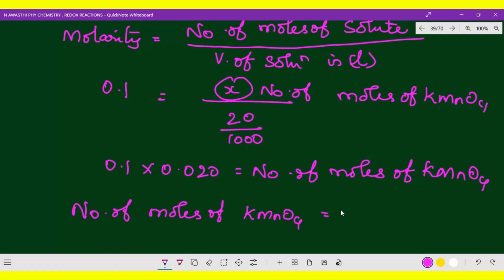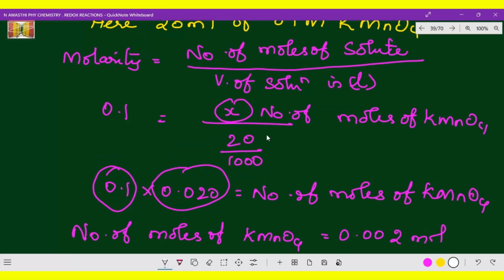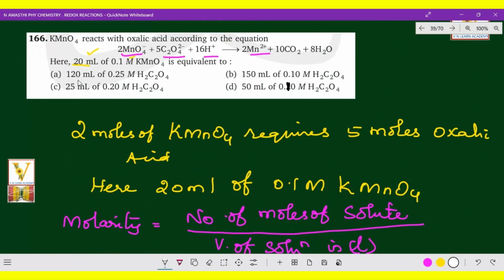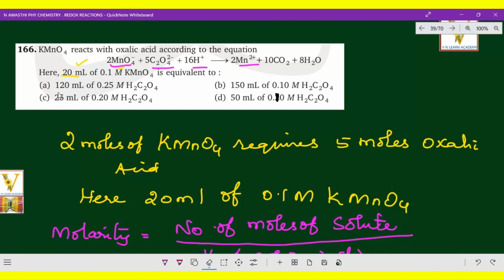That's what starting only I mentioned. Indirectly they are asking the moles, because molarity they have given, volume of solution also they have given. Now this only we have to identify, number of moles equal to these two we can multiply. So what we are getting, 0.002 mole, right? Now we have to check in this option which is correct. Note the point here, 20 ml of 0.1 m KMnO4 is equivalent to, which is the correct option. That is based on number of moles of oxalic acid we have to identify which is equivalent to that KMnO4.